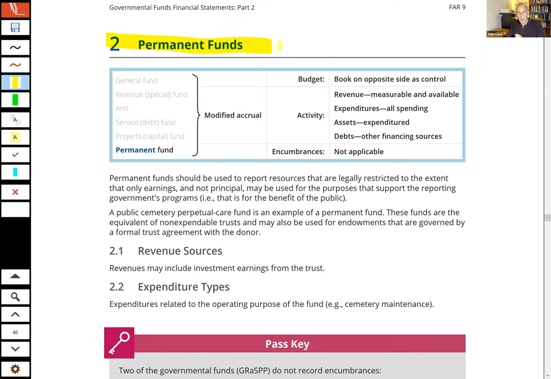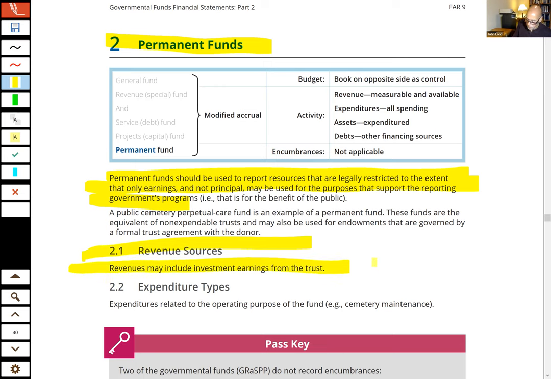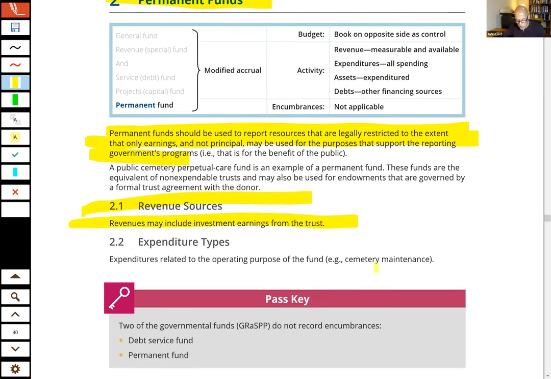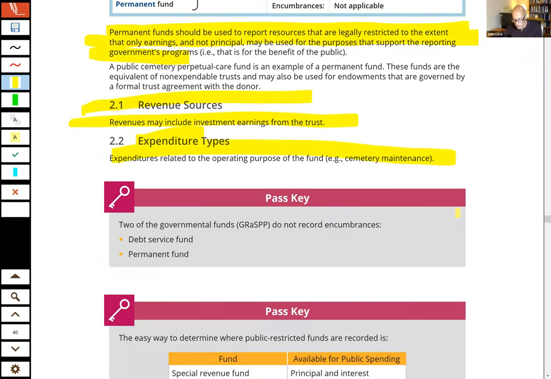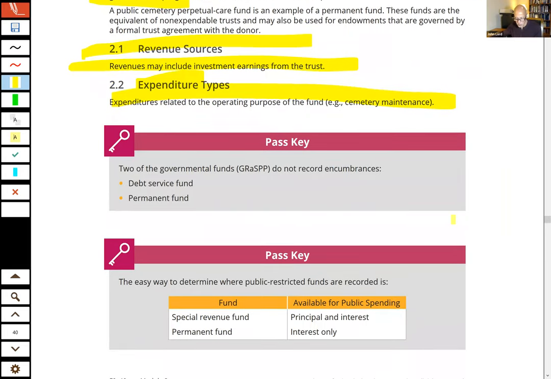The city will account for that activity in the permanent fund. And it's a very descriptive name, in that the permanent fund is set up so that only earnings and not principal may be used for whatever the purpose is. Okay. Now, when we look at that, we have revenue sources, and it can be investment earnings, expenditure types, whatever. If you want to, think about a public cemetery or something, cemetery maintenance, park maintenance, whatever.